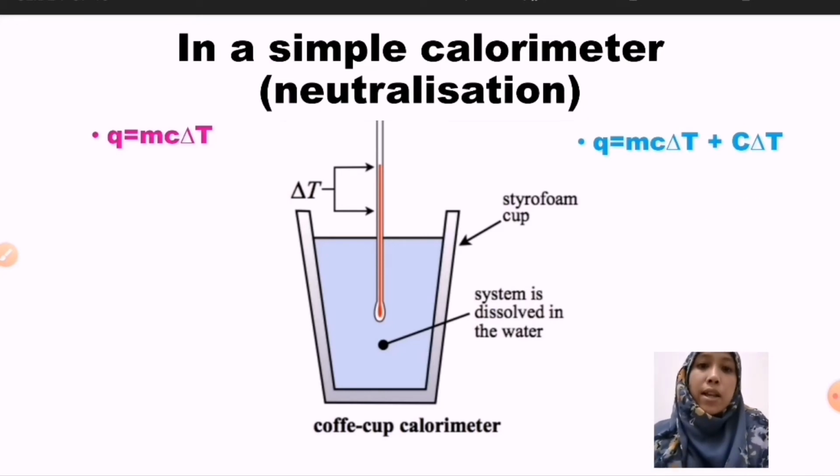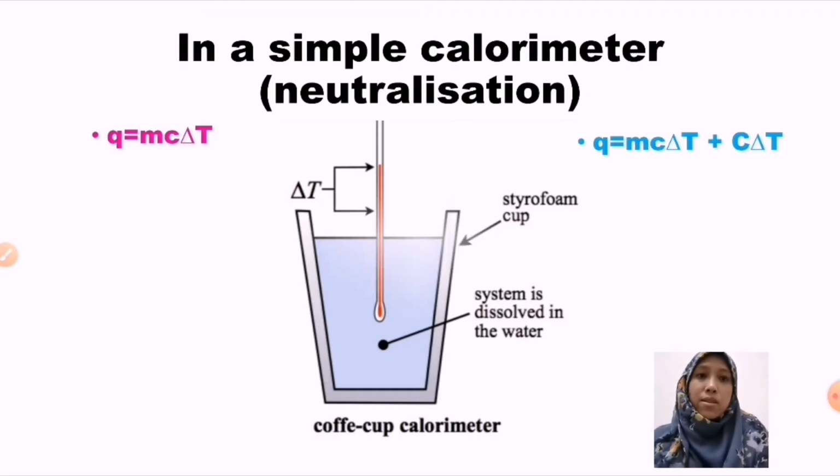So selalunya kita akan andaikan that this reaction does not release heat to the surrounding. There is no heat loss to the surrounding. So maksudnya the heat of that reaction is only absorbed by water and the calorimeter. Tak terlepas keluar lah maksudnya. Itu adalah assumption yang kita akan buat semasa eksperimen.